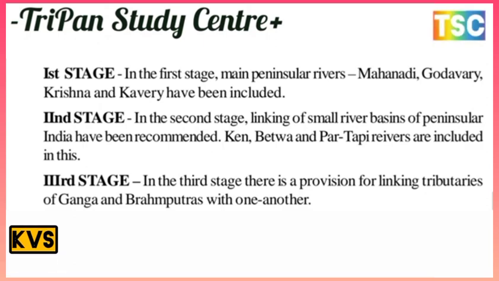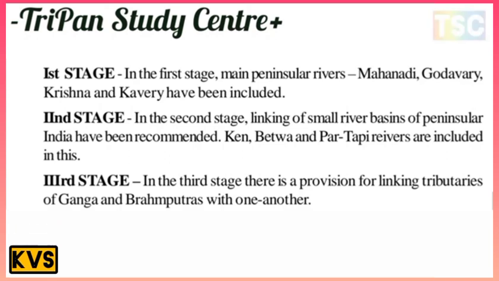And in the second stage, linkage of small river basins of Peninsular India has been recommended. The Ken, Betwa and Tapi rivers are included in this. And in the third stage, there is a provision for linking the tributaries of the Ganga and Brahmaputra with one another.